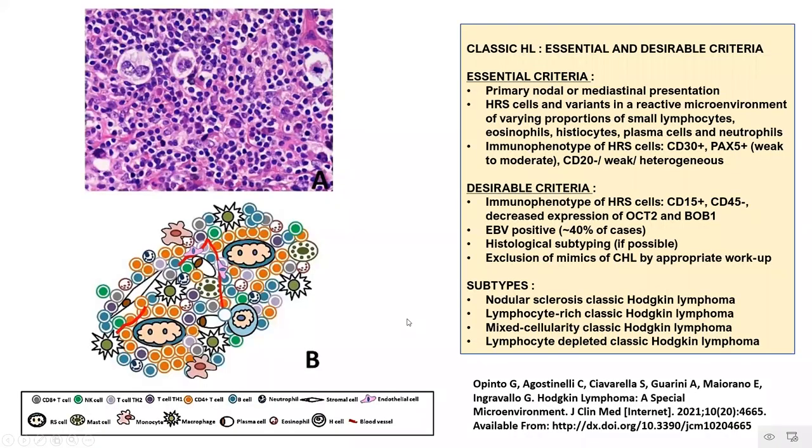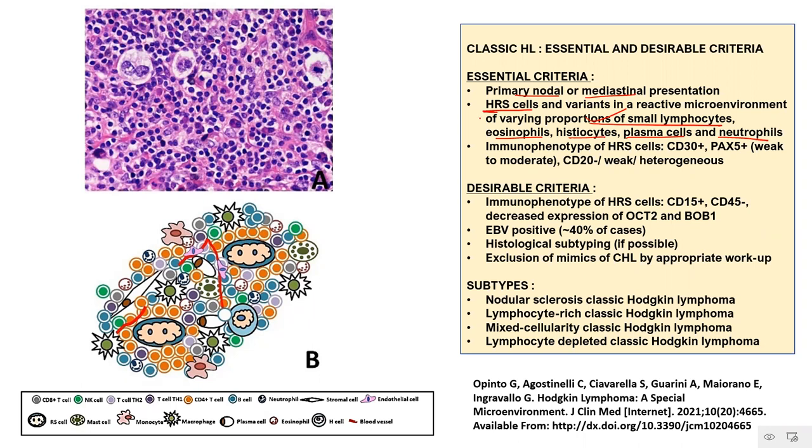So WHO gives us the essential and the desirable diagnostic criteria for classic Hodgkin lymphoma. The essential criteria would be either a primary nodal involvement or a mediastinal presentation. Definitively, you need a Hodgkin-Reed-Sternberg cell, morphologically as well as immunophenotypically. It should satisfy the definition of a Hodgkin-Reed-Sternberg cell. And associated with it, you will find a variable proportion of a polymorphous background of multiple different kinds of inflammatory cells, including small lymphocytes, plasma cells, eosinophils, histiocytes, and neutrophils.